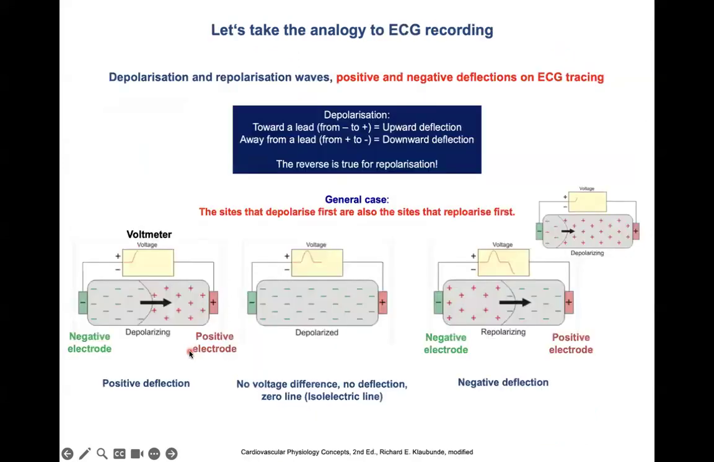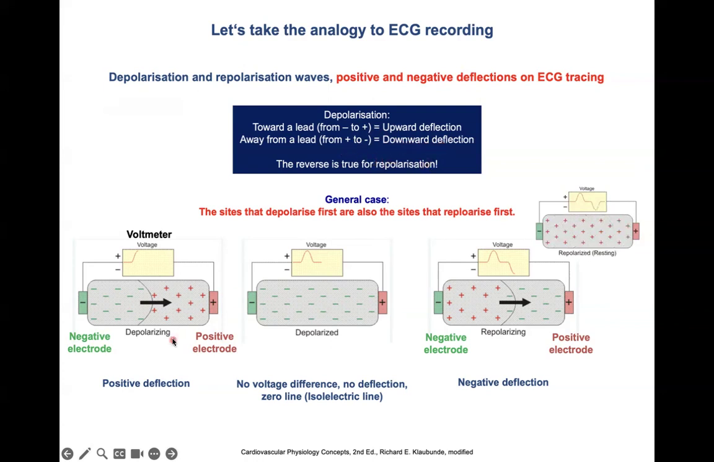Now please remember the following rule. This will be very helpful to understand the deflections in the ECG recording. Depolarization wave: if it moves from the minus electrode to the plus electrode, it will give us an upward deflection. If it moves from the plus electrode to the minus electrode, it will give us a downward deflection. And the opposite is true for repolarization.